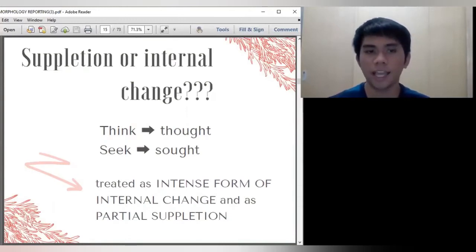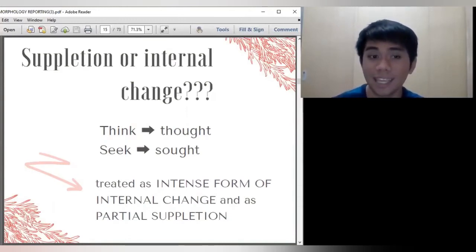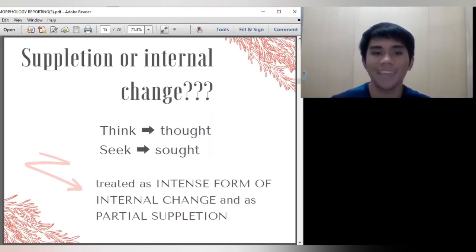But we have here the case of think and seek, because the past of think is thought and the past tense form of seek is sought. So the question is, is it a suppletion or internal change? The answer is it is an intense form of internal change and also a case of a partial suppletion.